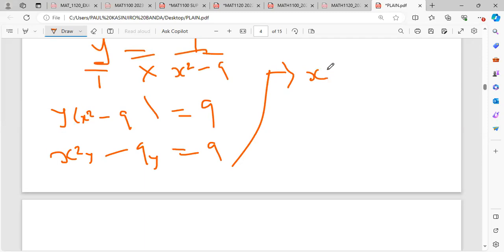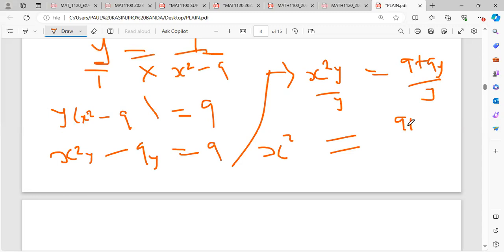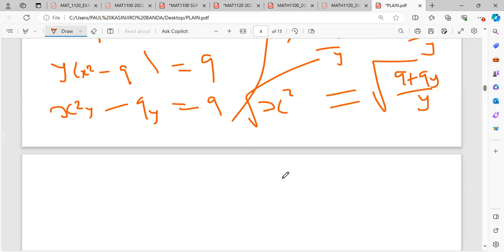Is to make the x be alone. So this x squared y equals 9 plus 9y. Then from there, I have to divide by my y. So my x squared is just equal to (9 plus 9y) over y. After this, I can square root that. So my x will be equal to the square root of (9 plus 9y) over y.